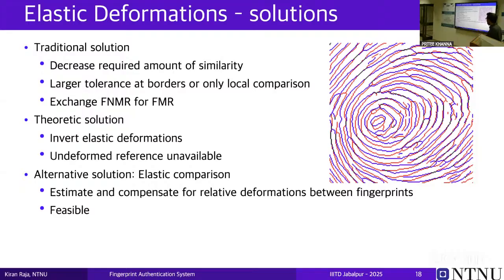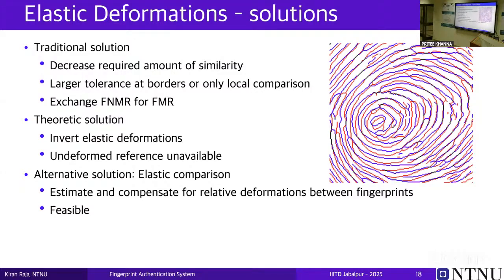Then there is an alternative solution. What you can do is an elastic comparison. You estimate how much displacement there has been, so how much the finger has moved from A to B, and then I try to compensate for it in the comparison. Slightly more elegant, because the first case is almost impossible, but the second one is feasible at least.